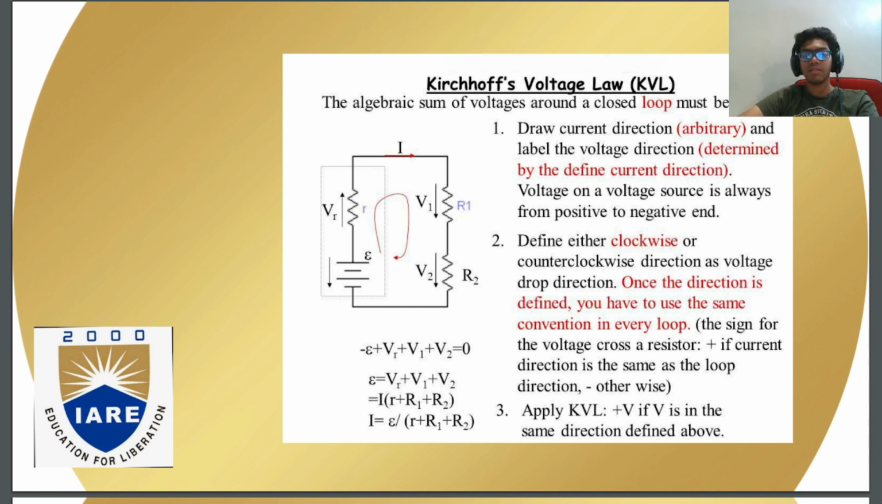Again, if epsilon, I guess that is epsilon, and minus epsilon plus VR plus V1 plus V2 equal to 0. According to Kirchhoff's voltage law, epsilon is equal to VR plus V1 plus V2, which again gives us I of R1 plus R2 plus R, which is I equal to epsilon by R plus R1 plus R2. They basically applied both Kirchhoff's voltage law and also Ohm's law. So yeah, that really is required if you need to find the particular value of current or voltage or resistance. So it depends on what you need to find.